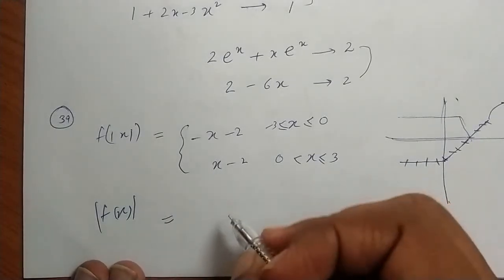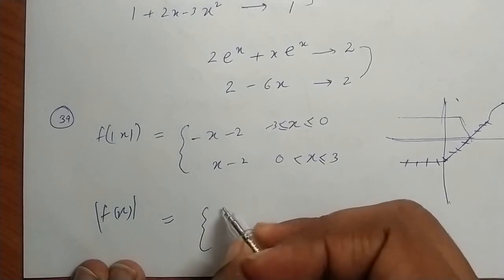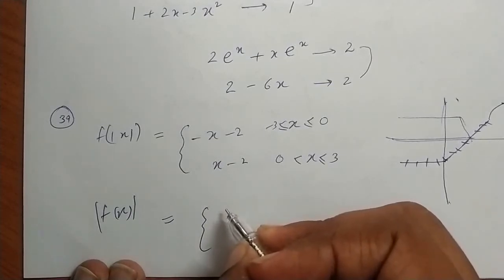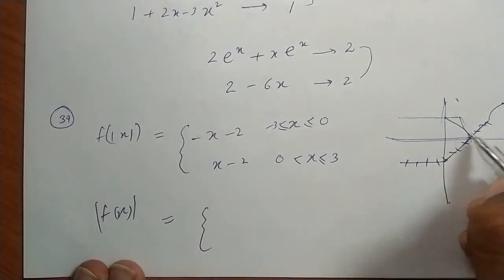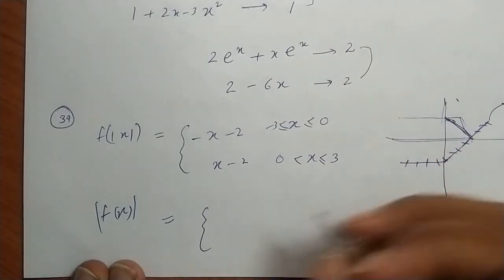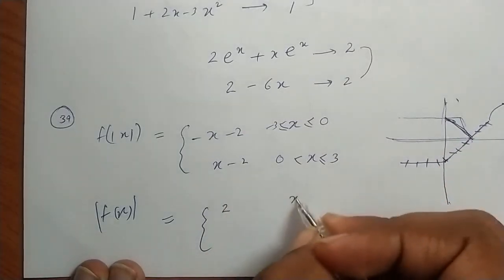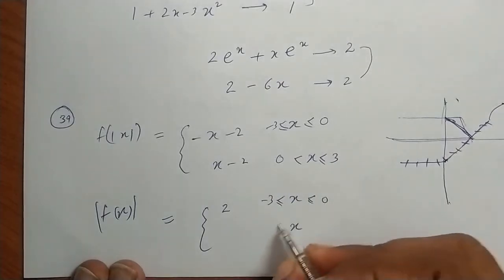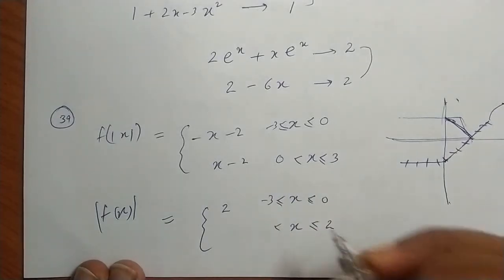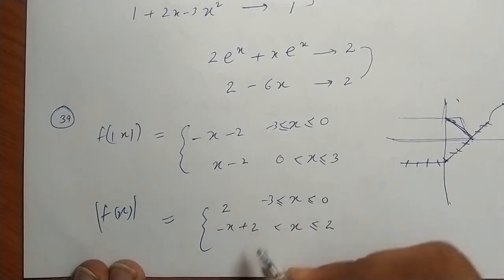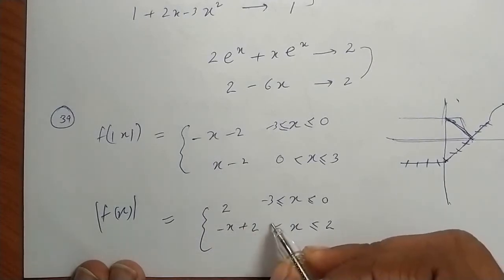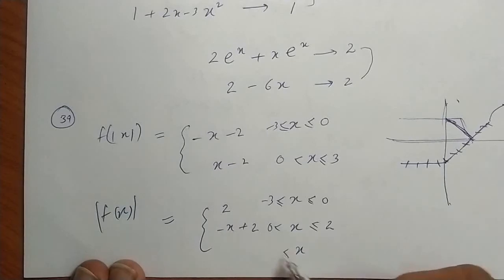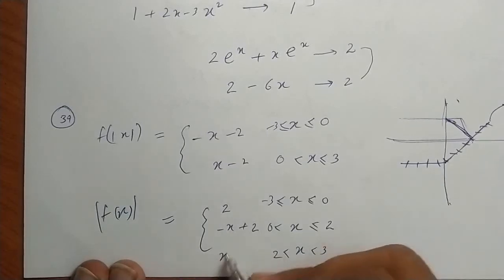So this will be 2. Wait a second, this one. 2 when x is between minus 3 and 0, and this will be minus x plus 2 when x is between 0 and 2, and when x is between 2 and 3, this will become x minus 2.